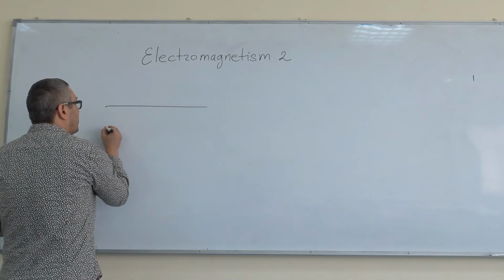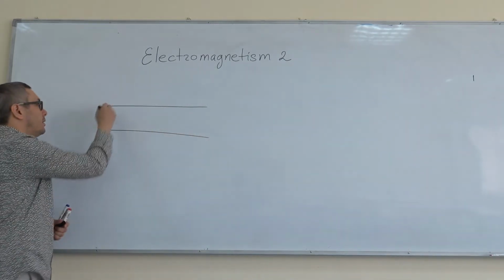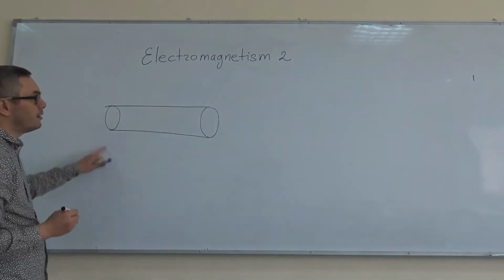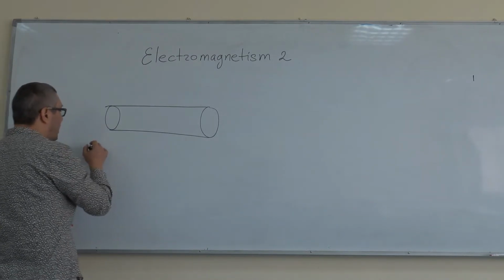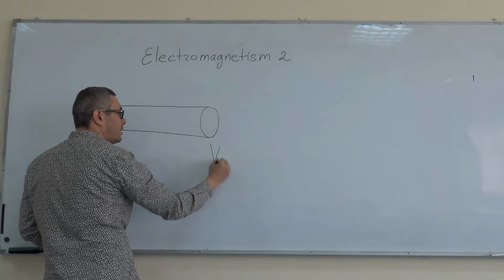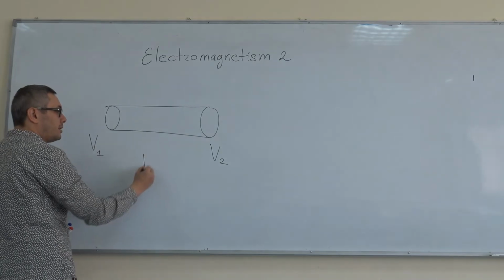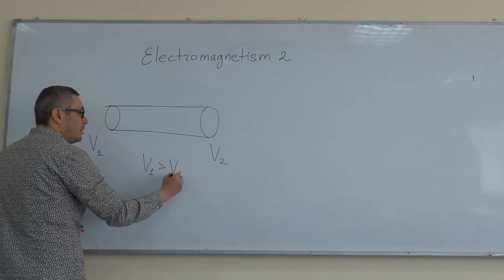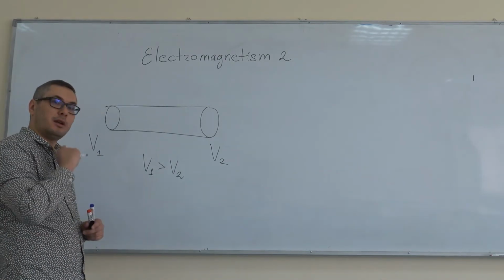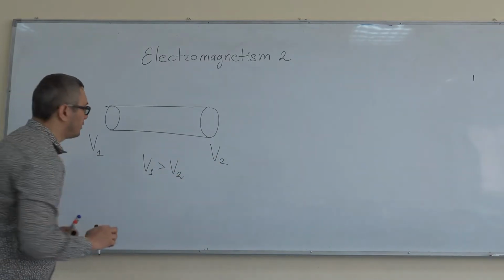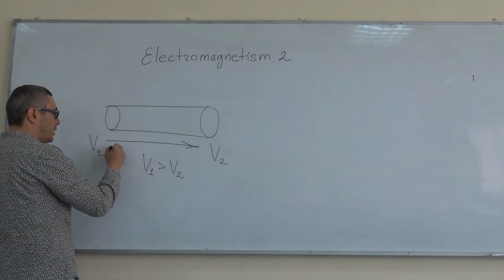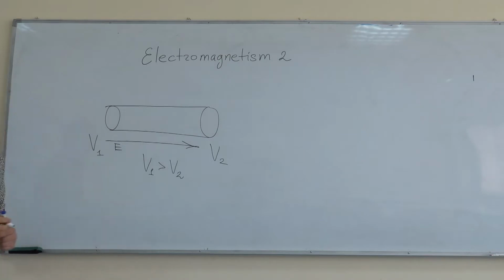Let's say that we have a piece of wire such that this side of the wire is at a higher potential. So let's call it V1, and this side of the wire is at a lower potential, V2. So we're going to say that V1 is higher than V2. Now we know that the electric field is pointing from a higher potential to a lower potential. So the electric field here will be pointing from here, to the right. So this is the direction of the electric field.